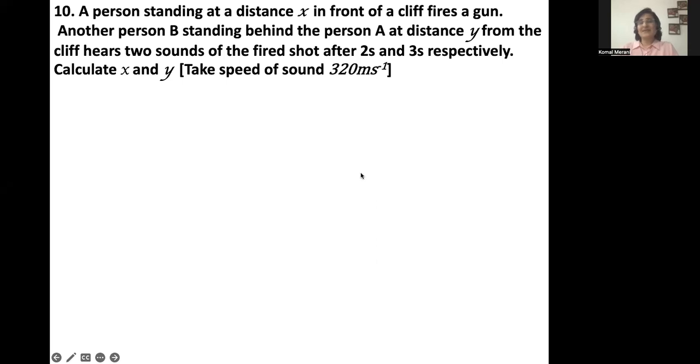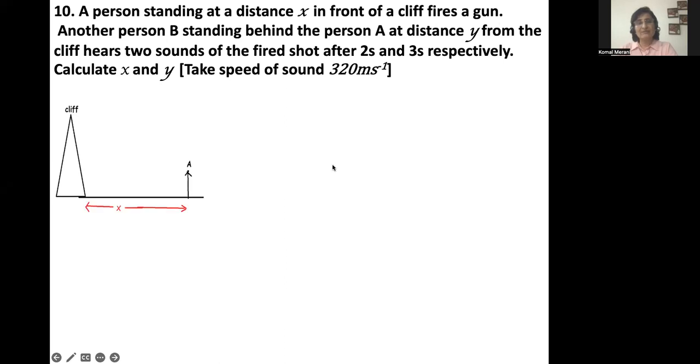Hello students, let's discuss the 10th sum of chapter sound. A person standing at a distance x in front of a cliff fires a gun. Now many times you need not read the entire sum. As you're reading the first line, you can visualize and start sketching, right?